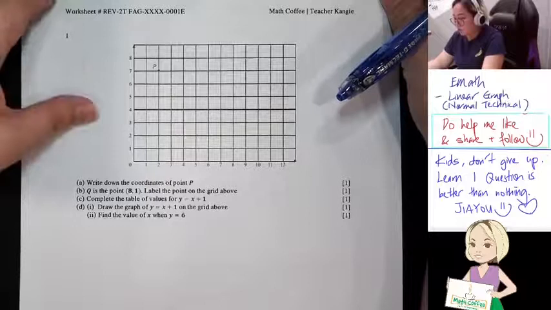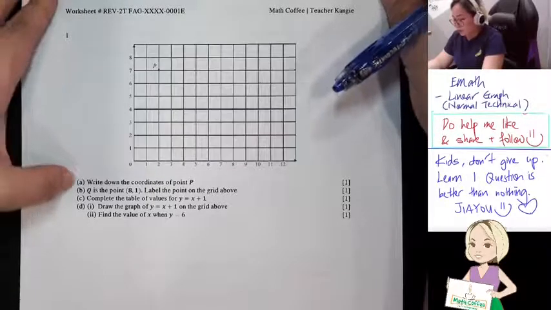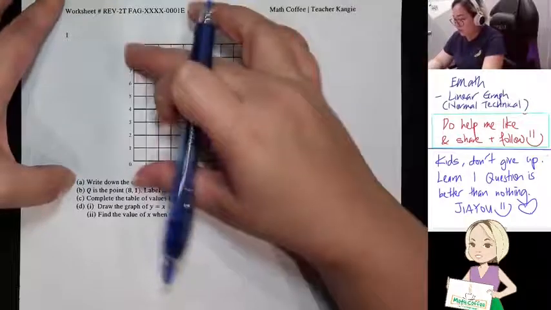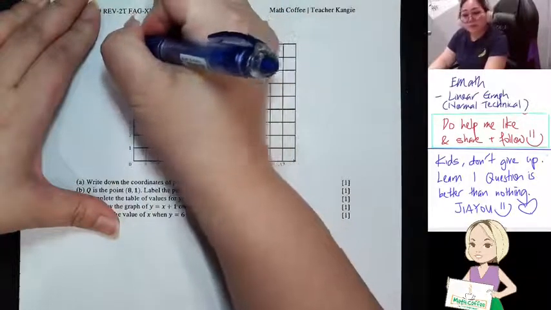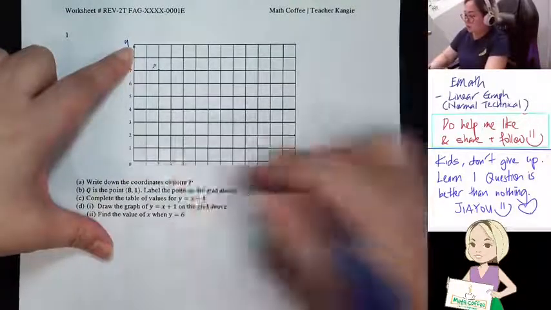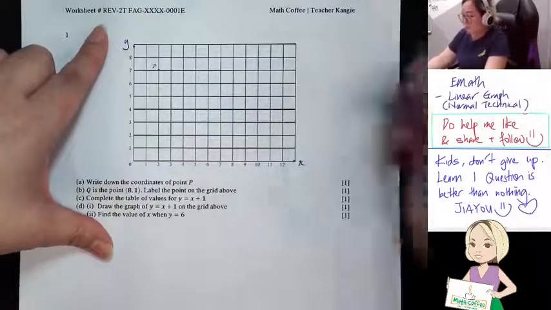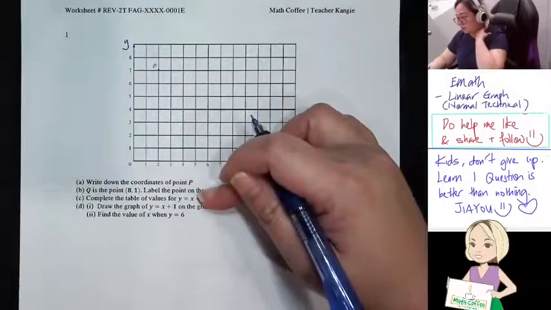Let's go linear graph. Let's take a look at this question. They say write down the coordinates of P. To let you know, the vertical line is the y-axis, and the horizontal line is the x-axis. So we always read the coordinates.